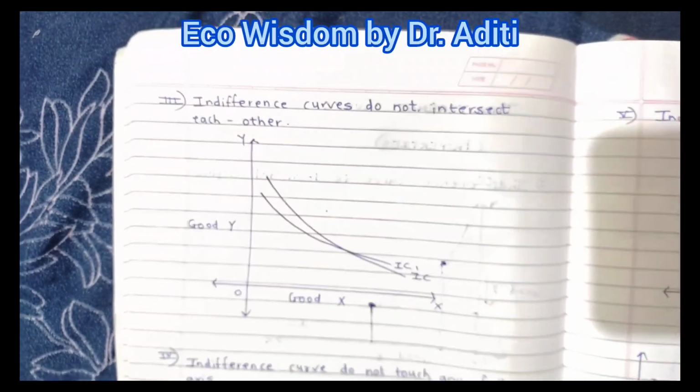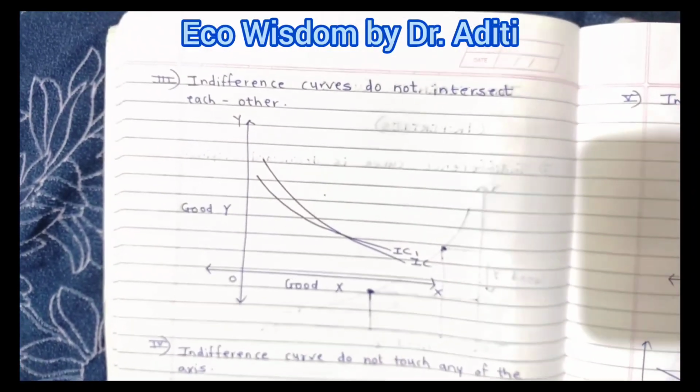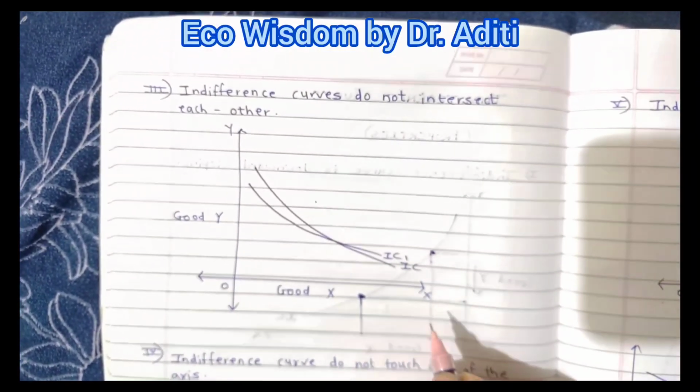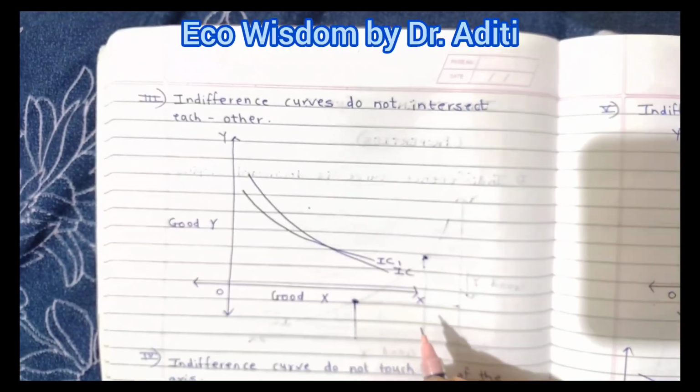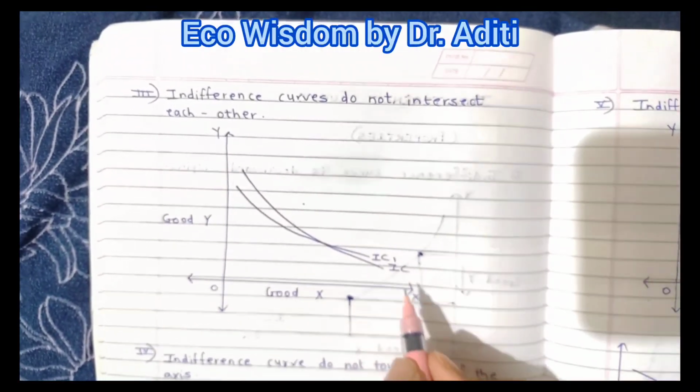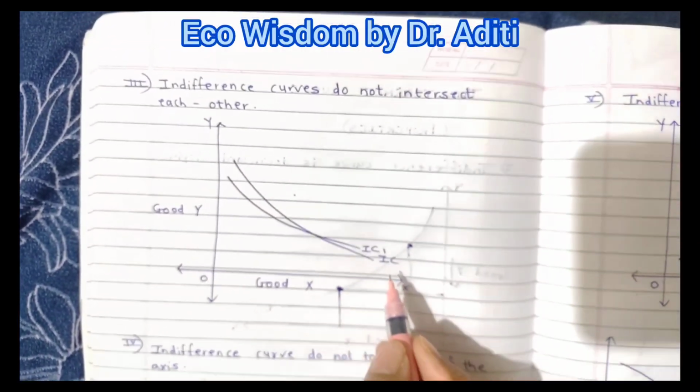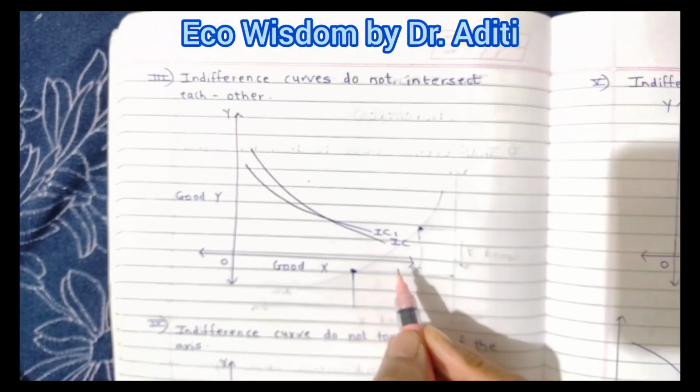Now there is another one, the third property, that indifference curves do not intersect each other. Now it is very easy and very obvious, as we have just now discussed, that two indifference curves show different levels of satisfaction.